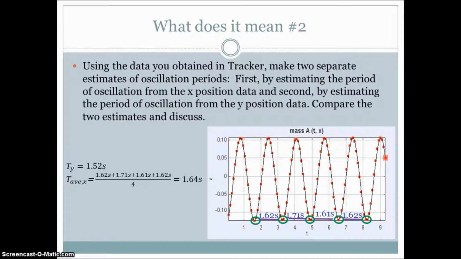The period found using the Y position data accounts for a vertical oscillation of the spring, while the X position data shows horizontal swinging of the mass. In my experiment, it took longer for the mass to swing horizontally back to its starting X coordinate than to oscillate vertically back to its original Y coordinate. The swinging motion was also more variable than the oscillating motion.